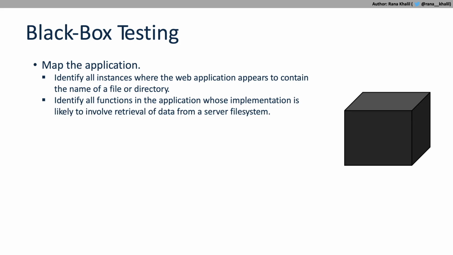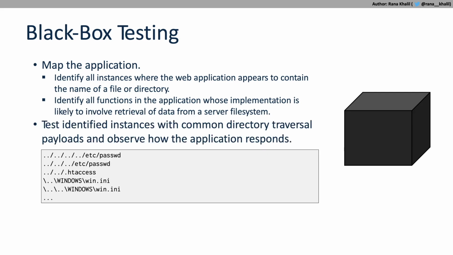The first thing that I do when testing an application is map the application. What that means is I literally visit the URL of the application, walk through all the pages that are accessible to me within the user context that I'm running as, and make note of all the input vectors that could potentially be used to retrieve data from the server file system. So that could be any parameters that contain, let's say, the name of a file or the name of a directory.